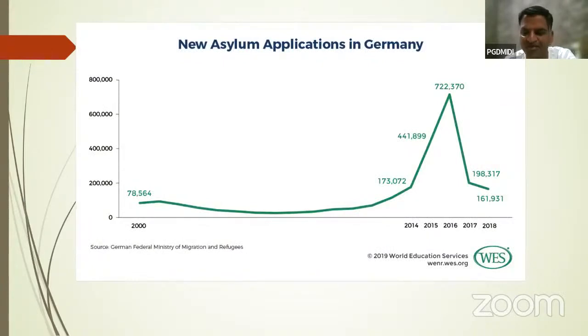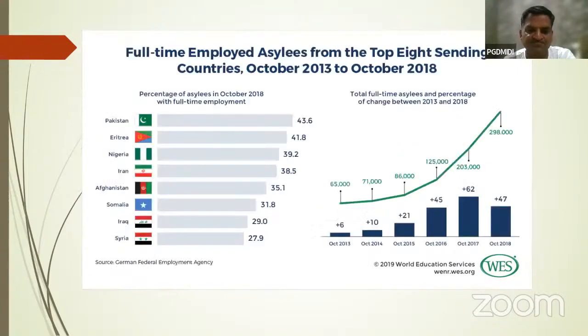Okay, you see this map, the number has grown from 2014 onwards to 2018, which is partly because of the refugee population from Syria, Afghanistan, Iran, and all these countries. And you see the number of refugees and other migrants going to Germany for asylum seeking. Pakistan is one of the leading countries, then Eritrea, Nigeria, Iran, Afghanistan, Somalia, Iraq, and Syria. And the number you see is growing very fast, from 65,000 to almost 3 lakh. It had reached that in 2018.